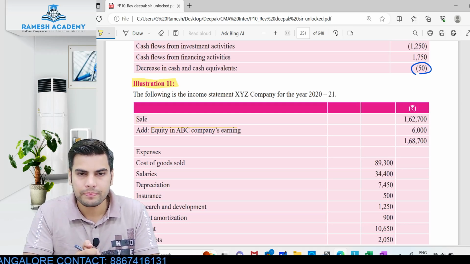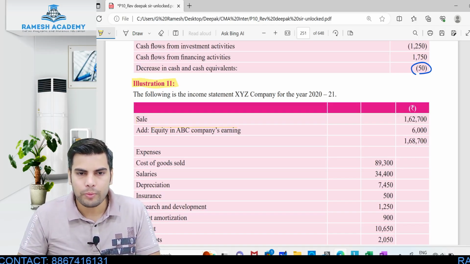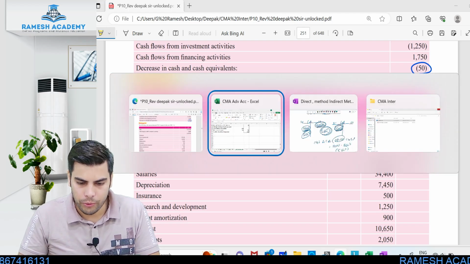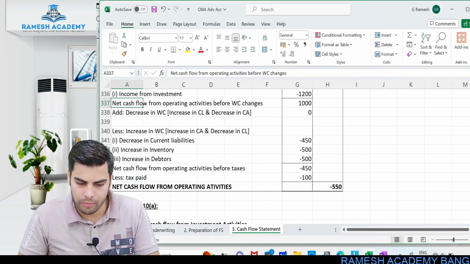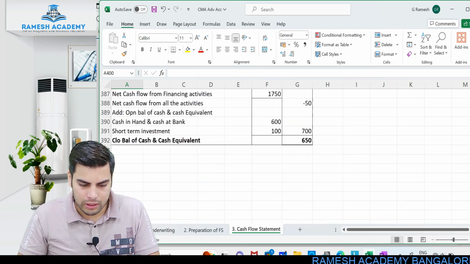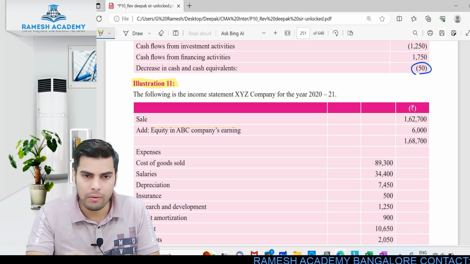Morning everyone. So in the last class we understood how exactly we are supposed to prepare this cash flow statement under direct method and indirect method. I hope you guys are aware of this particular format and went through it. So let's continue our discussion and look into the next illustration, that is illustration number 11.